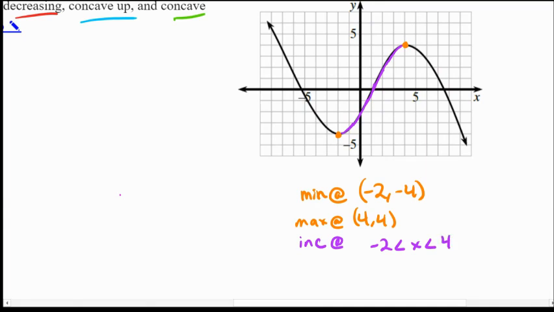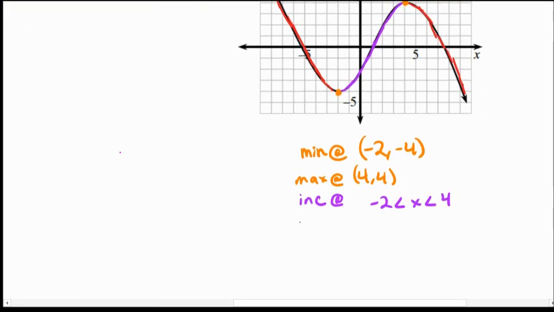The intervals of decreasing are the other two intervals, right? The one that's starting and the one that we're ending with. I'm going to do this one in interval notation: it is decreasing from -infinity all the way to -2, and then from 4 to infinity. Those are all the x values where my function is decreasing.